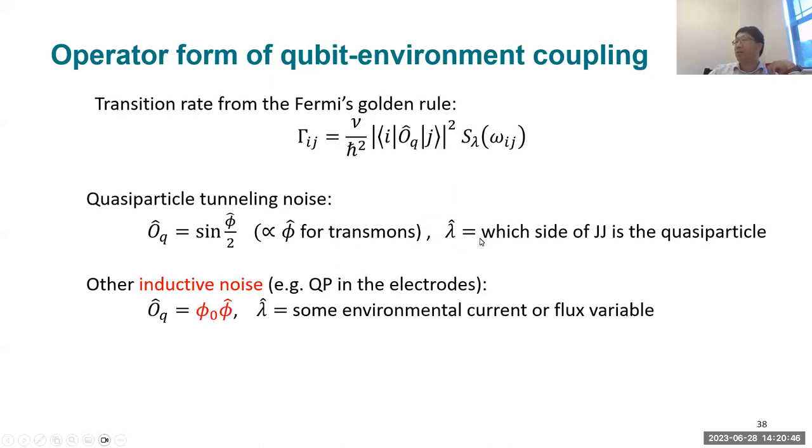And here lambda is basically describing which side of the Josephson junction your quasi-particle is living in. And similarly, for other inductive noise, let's say you have a quasi-particle in the electrodes, then your qubit operator is going to be the flux operator, and lambda will be some kind of environmental current or flux variable. So you can see that for a transmon, quasi-particle tunneling across the junction is an inductive noise process. This operator O_Q is basically proportional to the flux operator. That means it's an inductive coupling between your qubit and the environment.